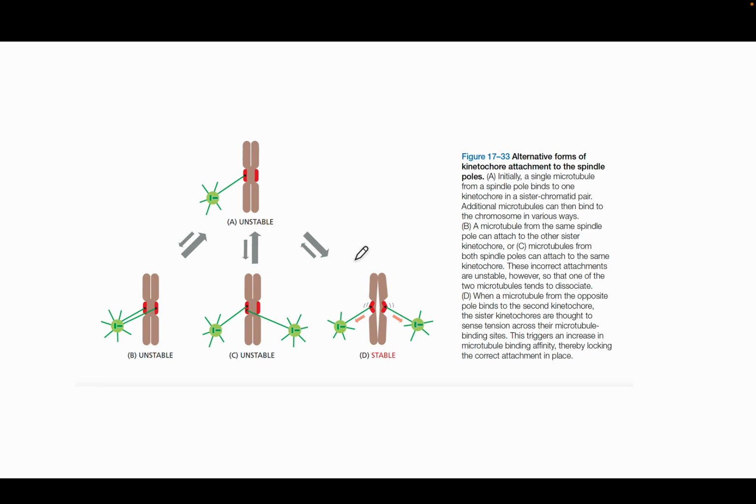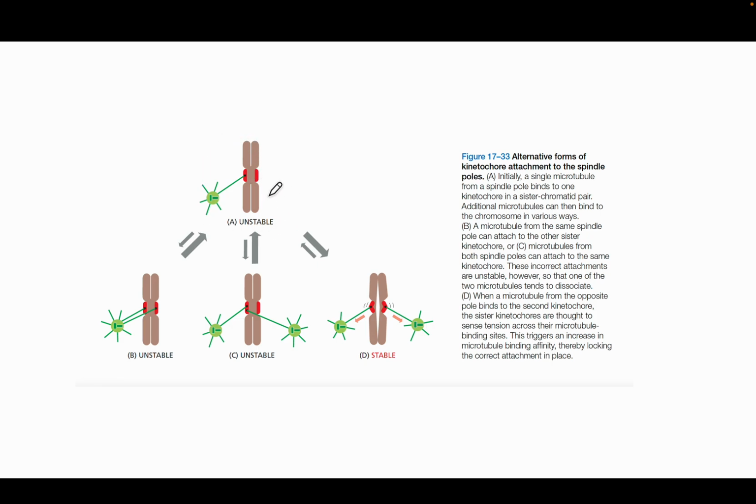So how is the kinetochore getting attached with the microtubule? This can attach like this, or like this, or this. So these are alternative forms of kinetochore attachment to the spindle poles. If only one microtubule from one pole is attached with the kinetochore, this is unstable.